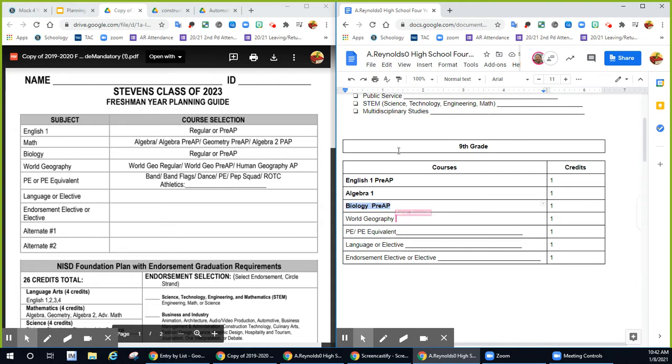And world geography, I've heard about this, okay? So I really like human geography, which is kind of like an anthropology class. It's like how people influence the world around them and how the world around them influences how people live there and how they used to live. And so I'm more interested in the human geography AP one.